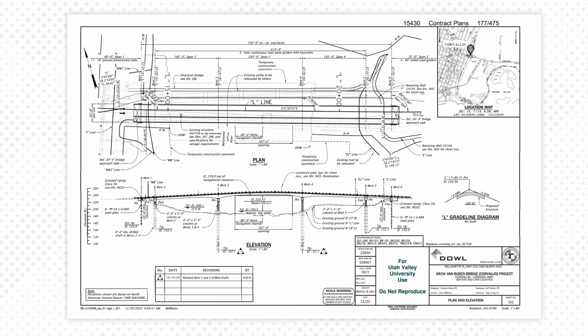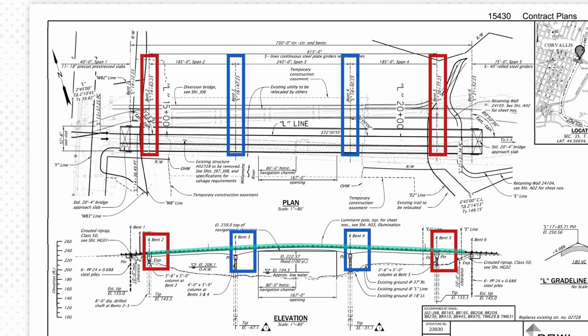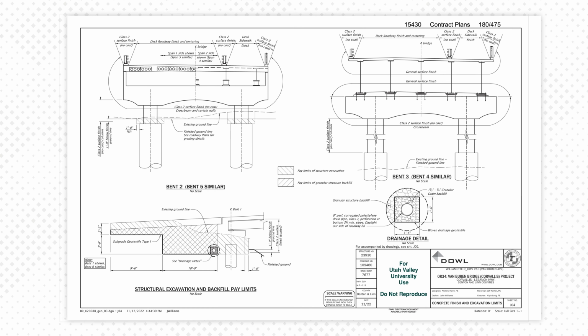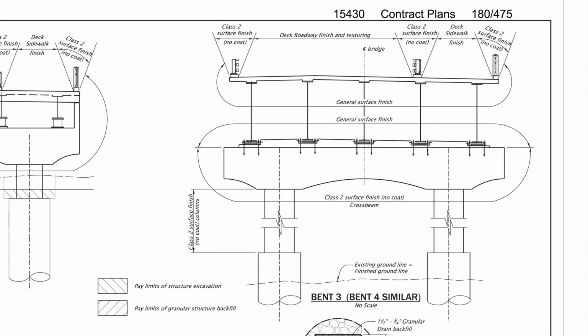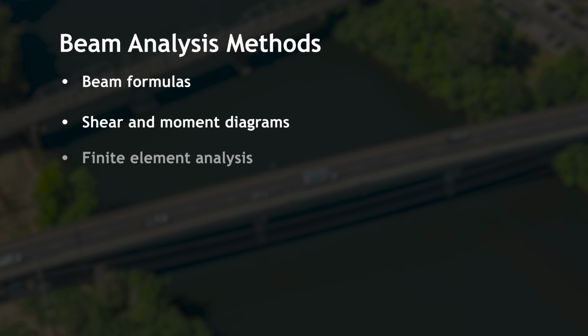For the new Van Buren Bridge, the designer placed 2 bents in the river and 1 on each bank. 5 3-span girders run between these, creating a primary superstructure. These girders are hunched and at their deepest point sit on bents 3 and 4. 3 methods of beam analysis are common today: beam formulas, shear and moment diagrams, and finite element analysis. We will discuss the first 2 in this module and finite elements in Module 6.